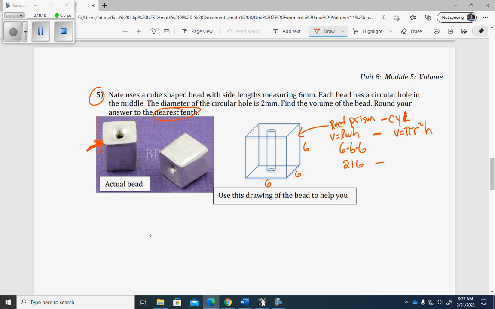And it does say to the nearest tenth, which means I will push the pi button. So this is pi times, oh, I see I did not label this. Look at the diameter of the circular hole is 2 millimeters. So all the way across is 2. If the diameter is 2, then the radius is 1. So for r, I'll do 1 squared. And the height of the cylinder, take a look. The cylinder is actually the height of the whole bead. So the height is going to be 6.